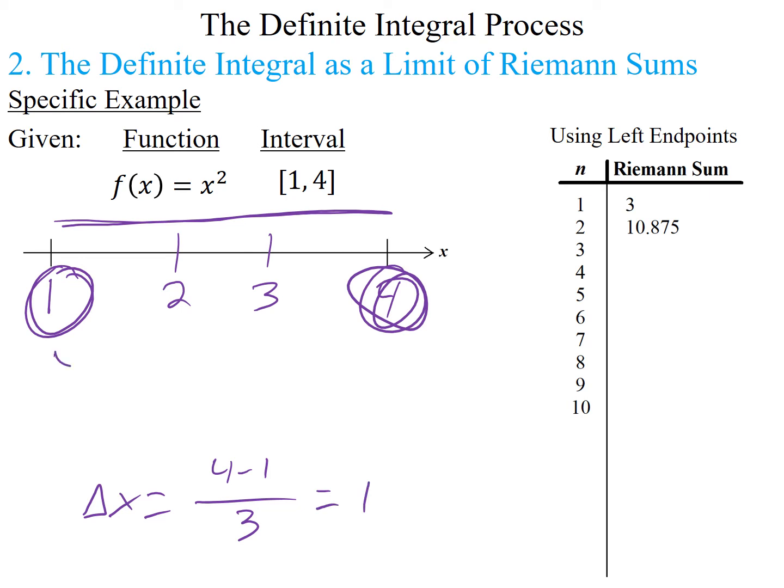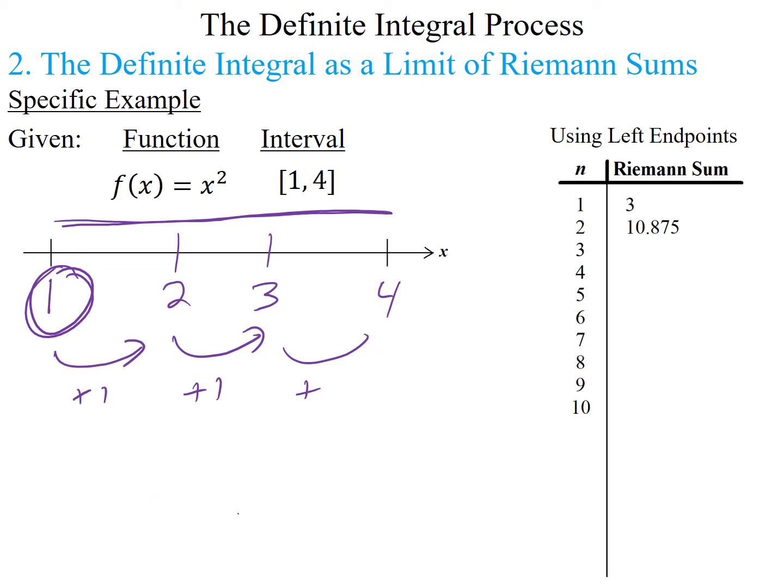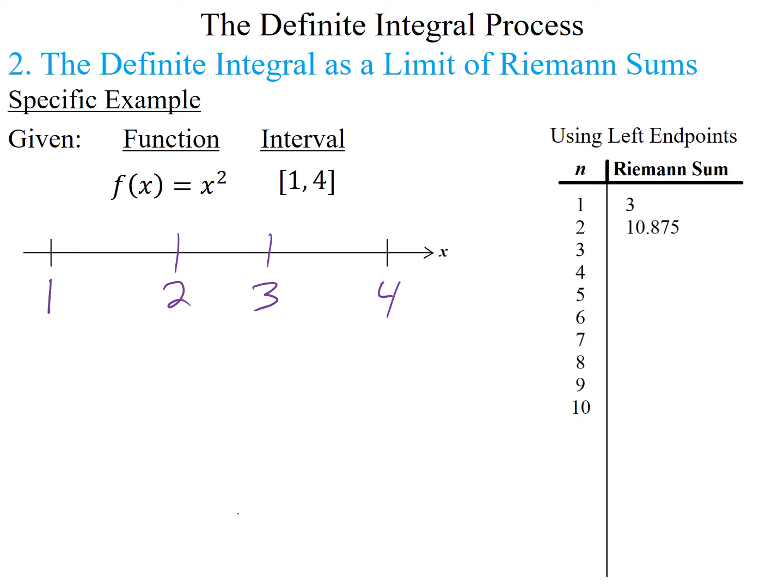So that means to go from this number to this number, you have to add 1. To go from this number to this number, you have to add 1. To go from this number to this number, you add 1. And so that's how we get those numbers. All right. So then we have to pick a number in each interval. And again, we're going to focus on just left endpoints for this problem. So for the first interval from 1 to 2, I'm going to pick the number 1. For the second interval from 2 to 3, I'm going to pick the number 2. For the third interval from 3 to 4, I'm going to pick the number 3.